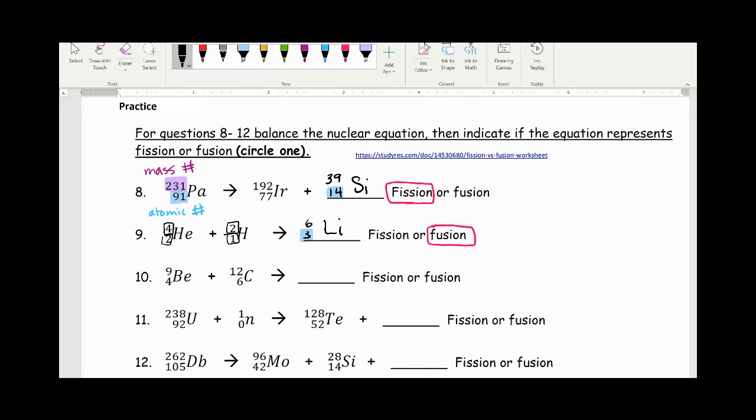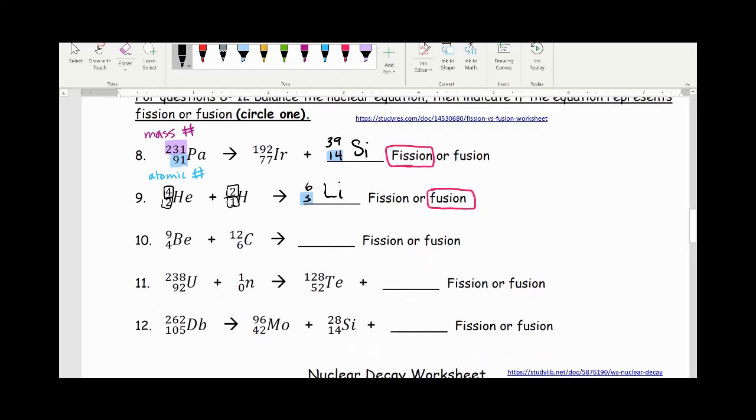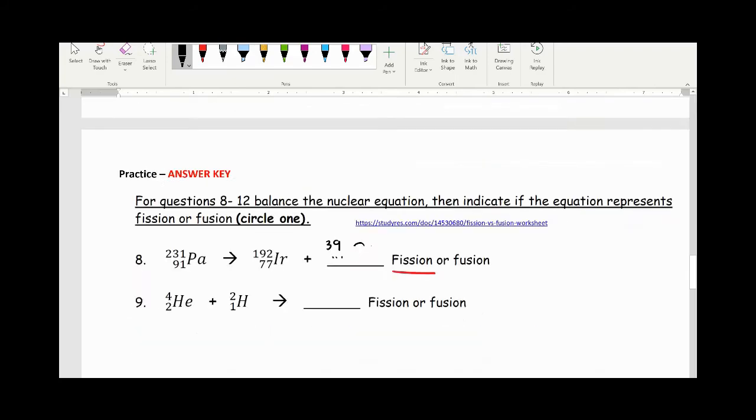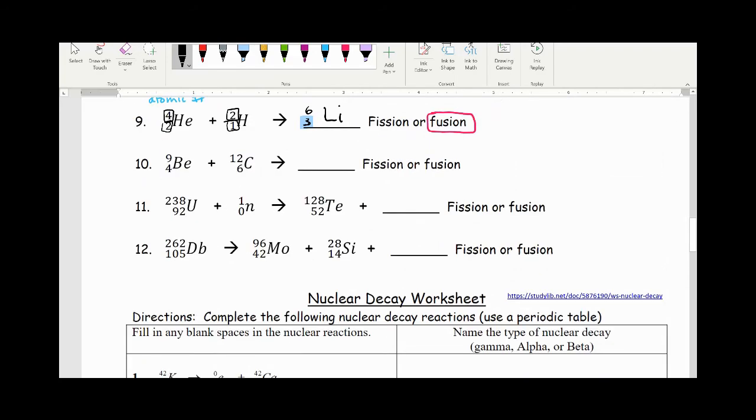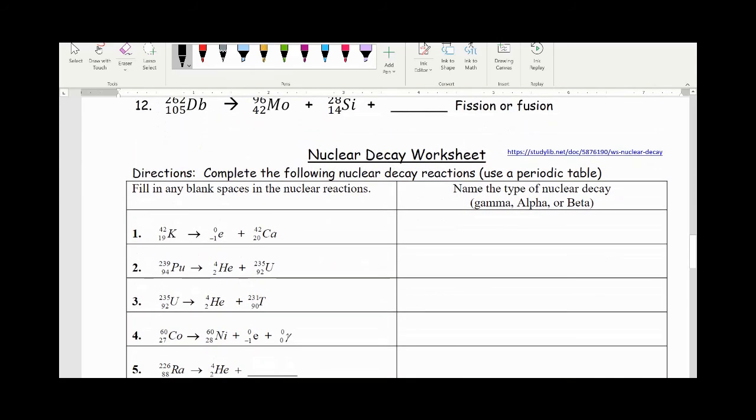Okay? All right. So now what I'm going to have you do is pause the video right quick and try 10, 11, and 12, the fission or fusion processes. The last page of the notes is an answer key where you can check yourself. Then if you'll pop back onto the video, we'll work just a few of the nuclear decay problems, and then you can finish those up.